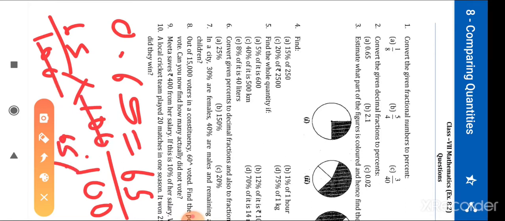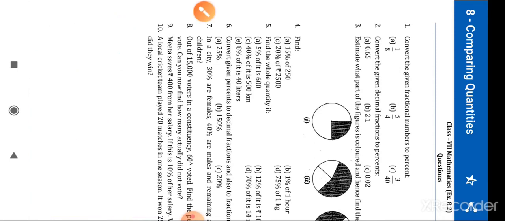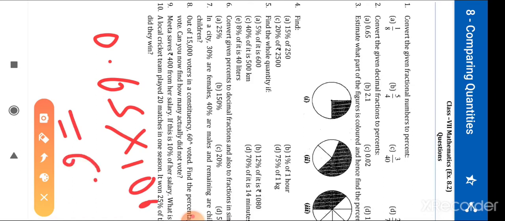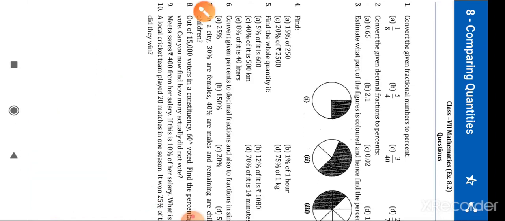In this way, you can solve the remaining part of this question. And the second method for solving this question is you can directly multiply 0.65 by 100. So you have 0.65 multiplied by 100 and the answer is 65%. Move to the next question.